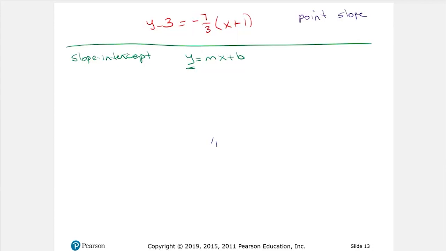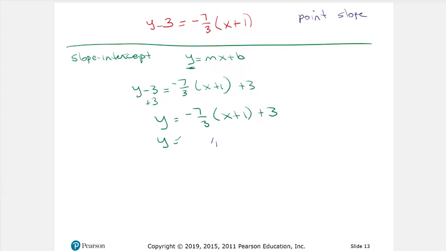So I can start with y minus 3 equals -7/3 times (x plus 1). And then I can add 3 to both sides, right? And then I have y equals -7/3 times (x plus 1) plus 3. But I'm still not in slope intercept form, because look at what it should look like. So what I'm going to do is distribute that 7/3.